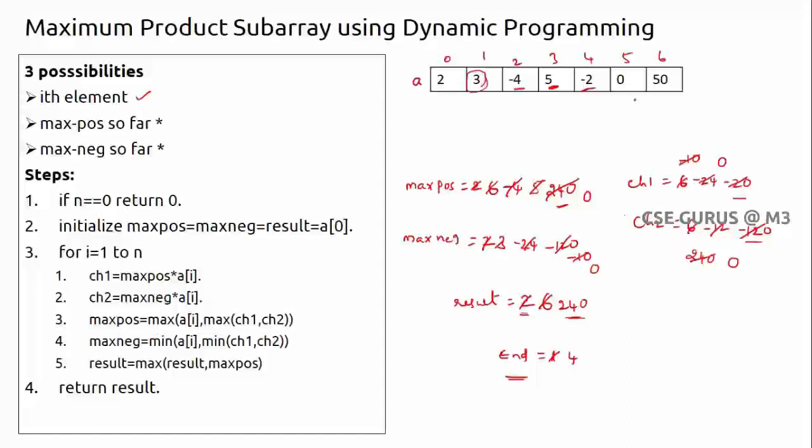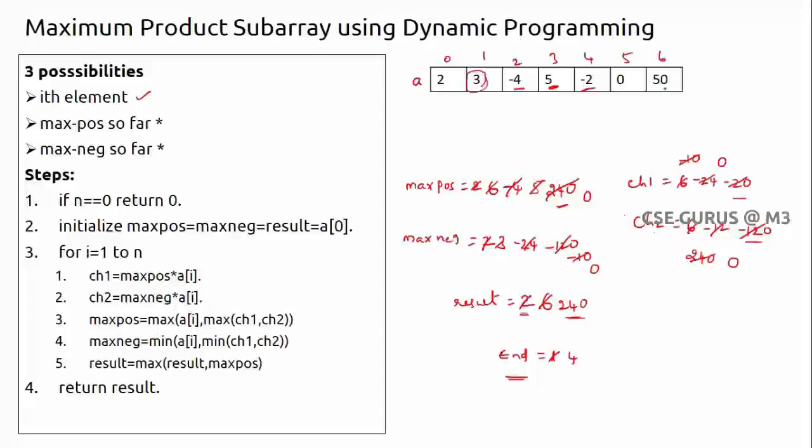See, when you get 0, I told you, you get a complete disconnection in the range. That means you may find a new subarray, with no connection to the previous one. Whatever maximum product you have got till now, if it is larger compared to the next, then you keep the previous one. So 0 means complete disconnection. You can see choice 1 is 0, choice 2 is 0, max positive is 0, max negative is 0.